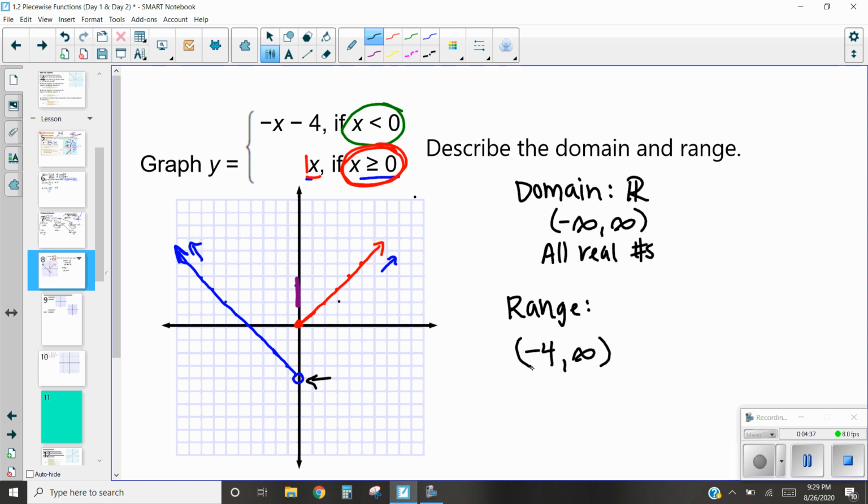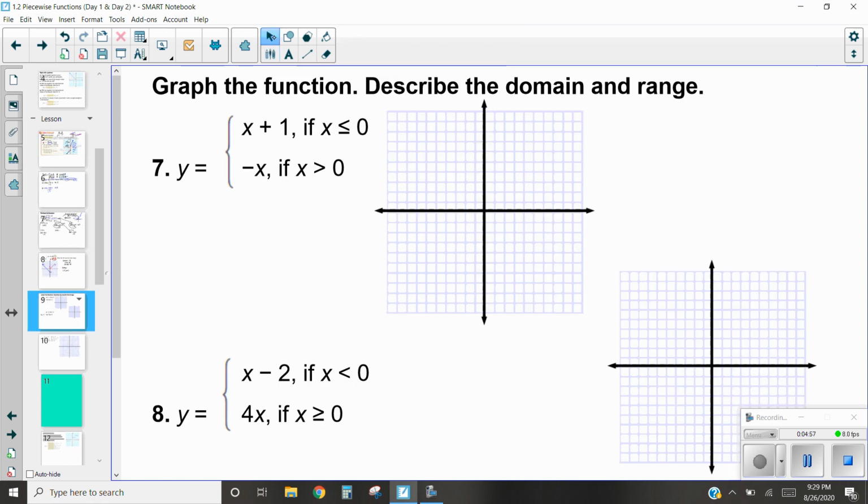to come as close to negative 4 as we can, but we won't actually reach it. And that there is our range, because our function goes from almost reaching negative 4 all the way up, and it goes on forever in that positive direction. So that there is kind of how you graph it and describe the domain and range. Let's look at one more example here.